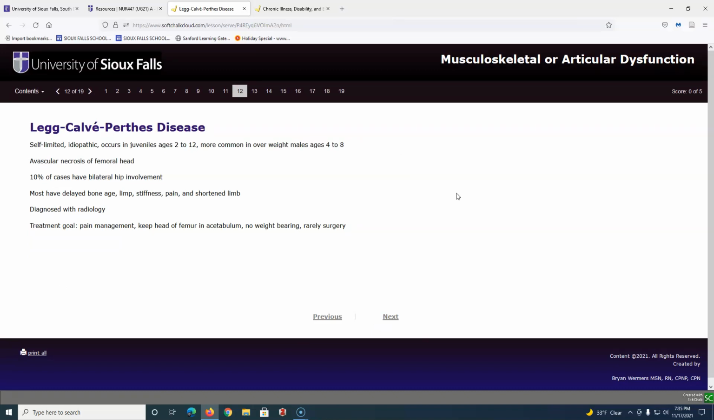Legg-Calvé-Perthes disease. So this is a self-limited idiopathic disease that occurs usually in males between the ages of 2 and 10, 2 and 12, depending on who you ask. But basically the head of the femur becomes necrotic and avascular. So what do we do with this one? It's bed rest. It's one of the few things that we say stay in bed. And then they come off of it and we just wait for it to reperfuse, quite honestly. So treatment, pain management with this, keep that head in the acetabulum because they are at risk for having that pop out. And just kind of manage it that way until they get circulation back to it.